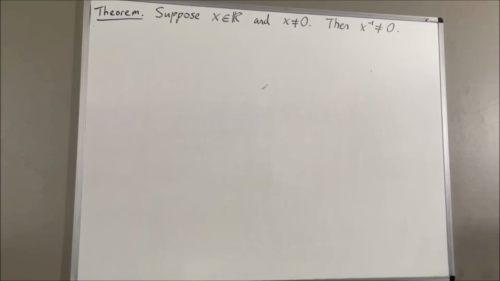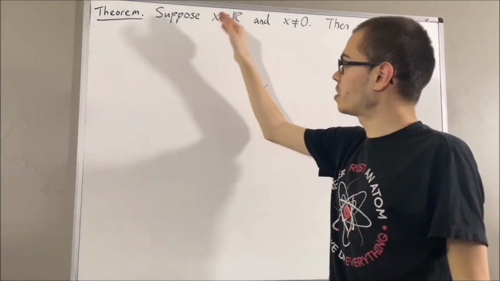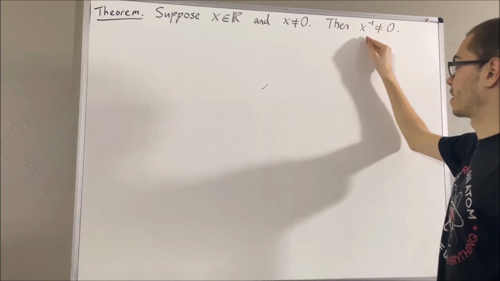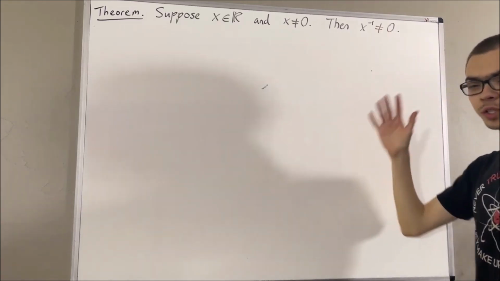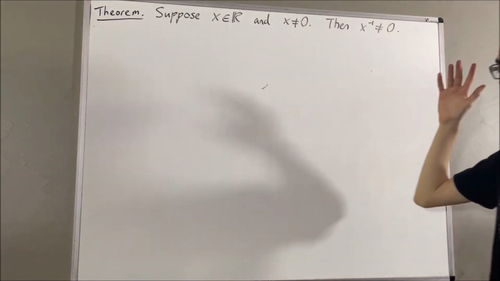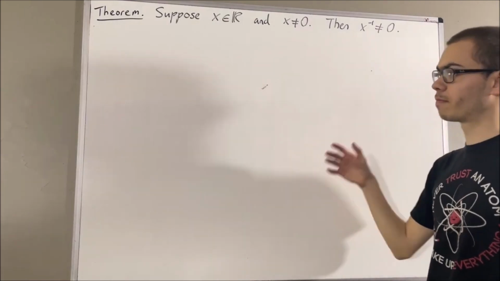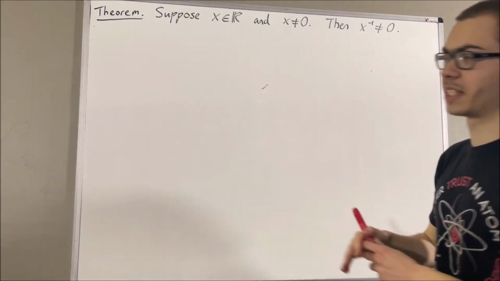Hello! In this video, we are going to prove the following theorem. Suppose x is a non-zero real number. Then the reciprocal of x is non-zero. Now, in this series, we are using a list of 10 axioms for the real number system, and I'll leave that list of axioms in the description below. Now, in this video, we are going to be using the following axioms.